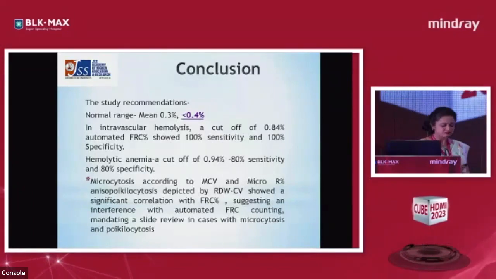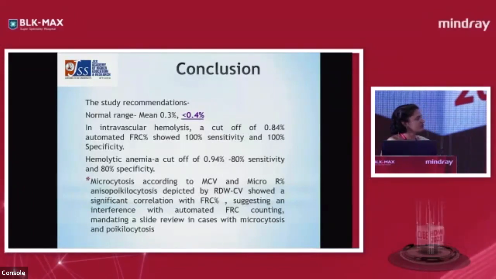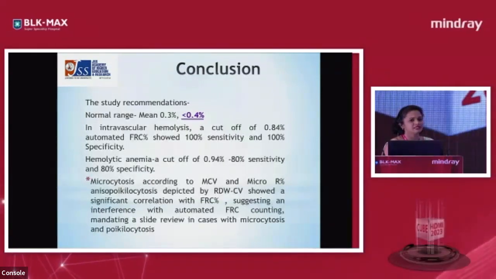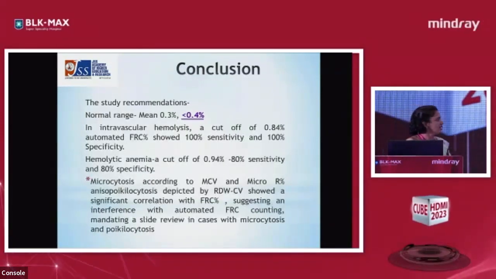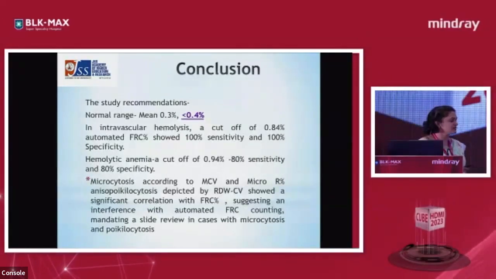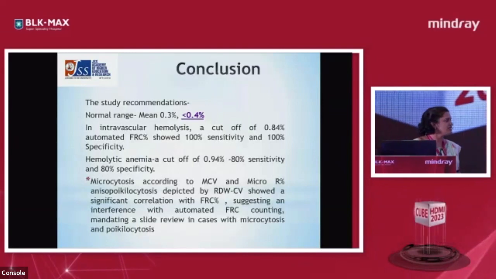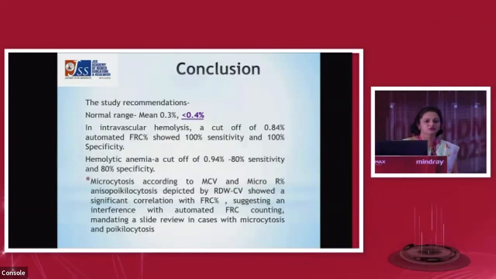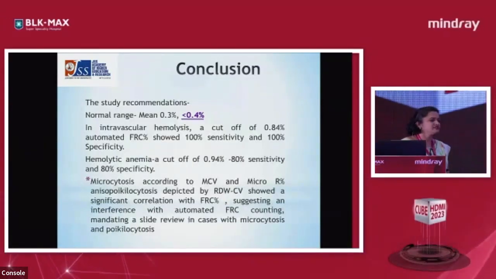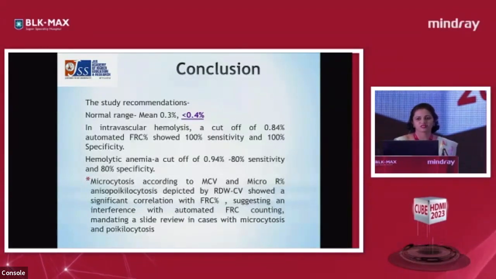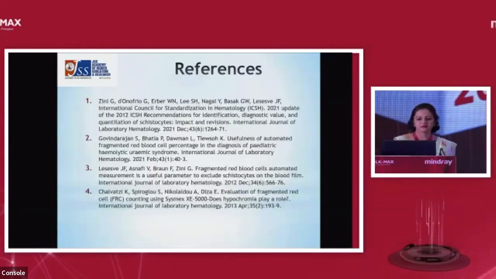So to conclude, microcytosis according to MCV and micro R percentage, and anisopoikilocytosis depicted by RDW-CV showed a significant correlation with FRC percentage, suggesting an interference with automated FRC counting, and this mandates a slide review in cases with microcytosis and poikilocytosis. These are my references.